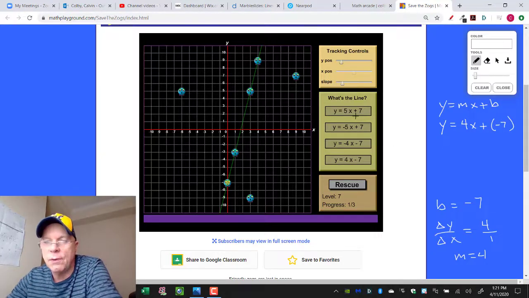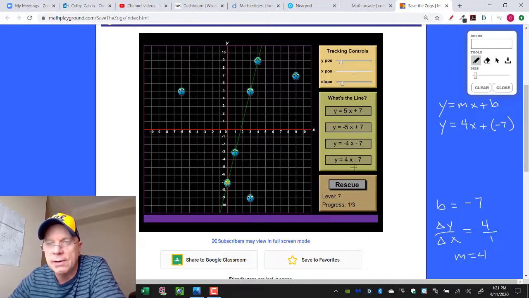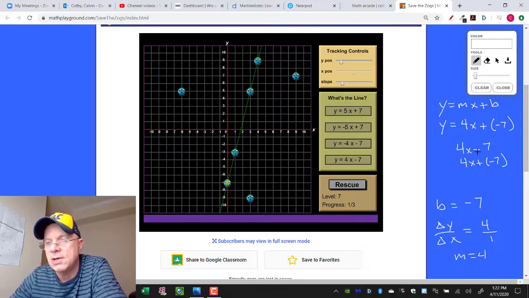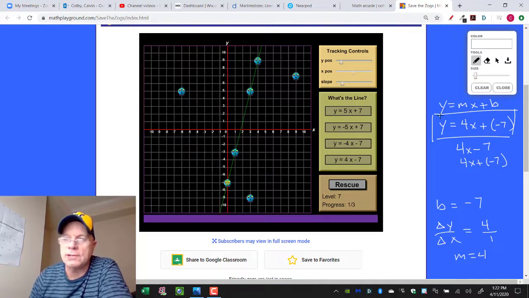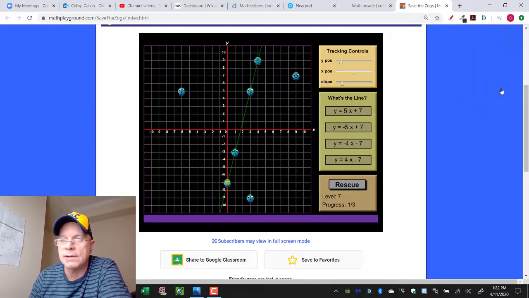Now you don't see 4x plus negative 7 here, but you do see 4x minus 7. Remember, 4x minus 7 is the same as 4x plus negative 7. That's the definition of subtraction. Subtracting is the same as adding the opposite. And so even though this doesn't look exactly like this last one, they're equivalent. And so that's our answer, the last one right there, 4x minus 7.